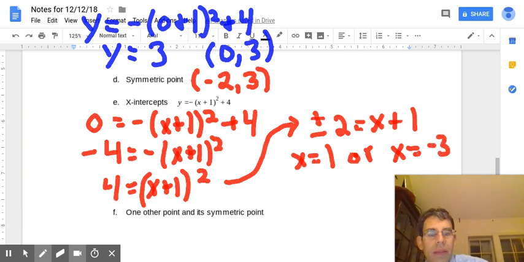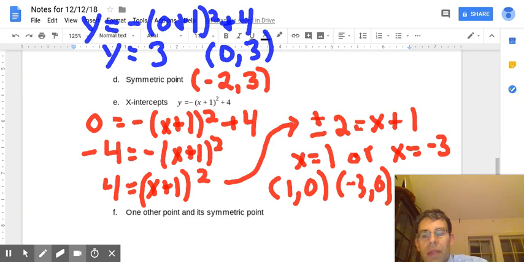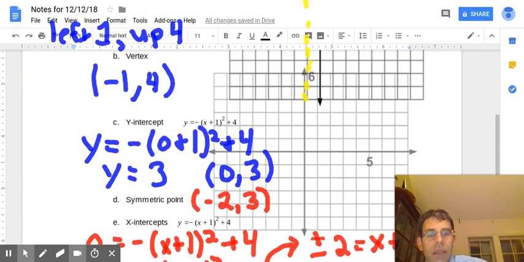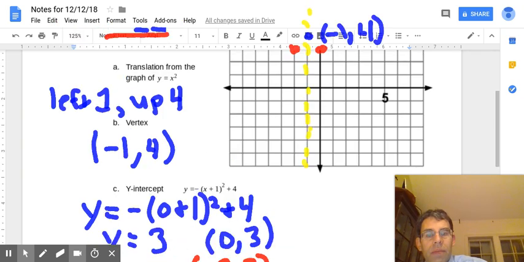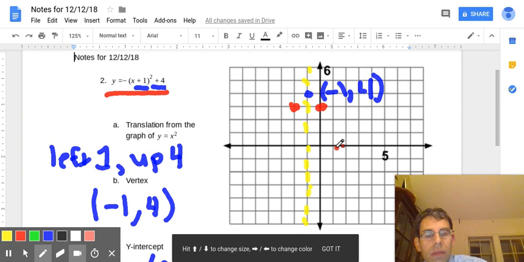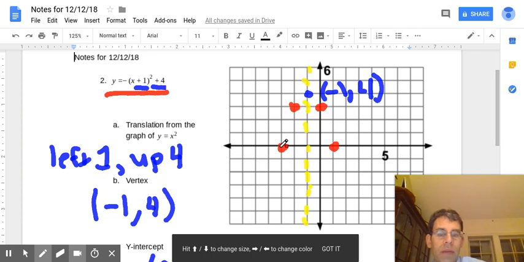And again, I'm going to write those as points. So they have a y value of 0. So we have (1, 0) and we have (negative 3, 0). And I'm going to go plug those in on our graph too. (1, 0) and (negative 3, 0). So there's a point here and there's a point here. And it makes sense, by the way, that those are symmetric as well.